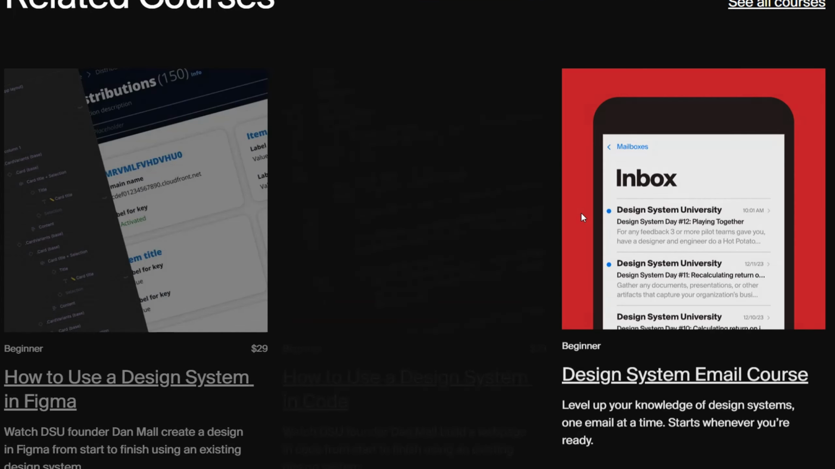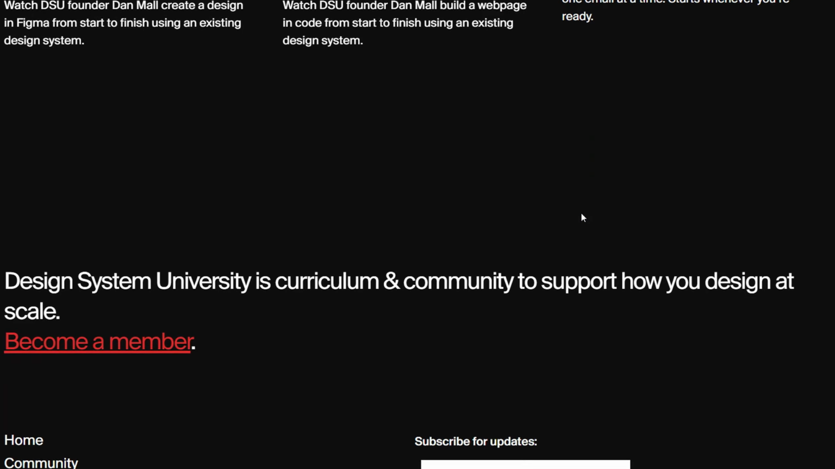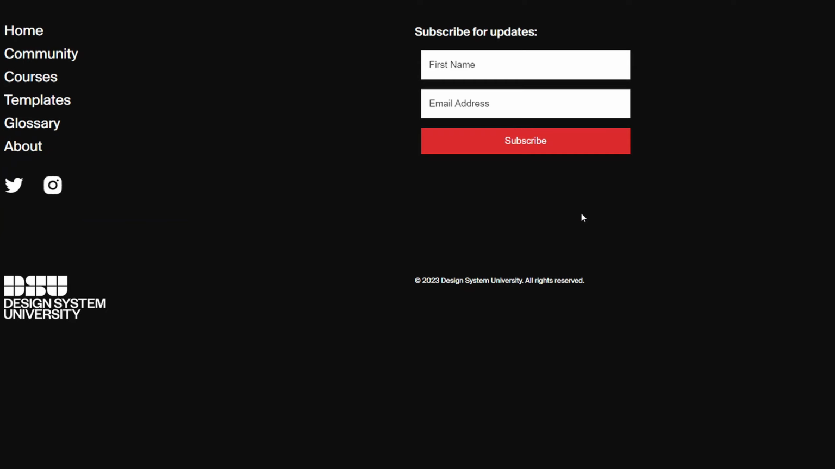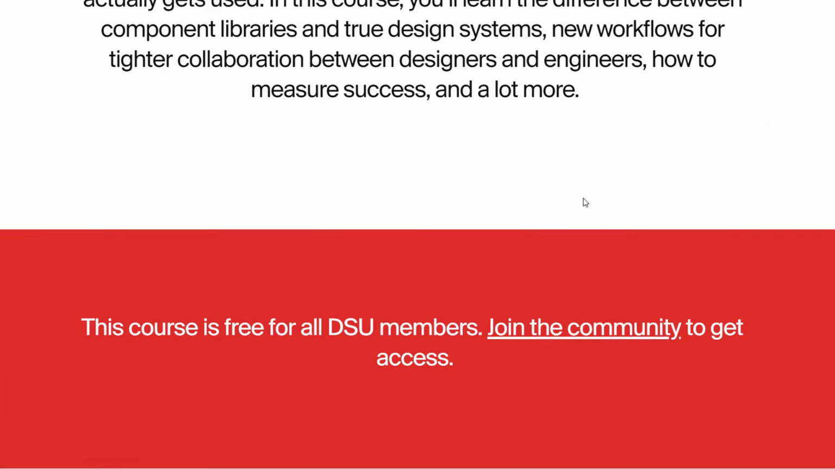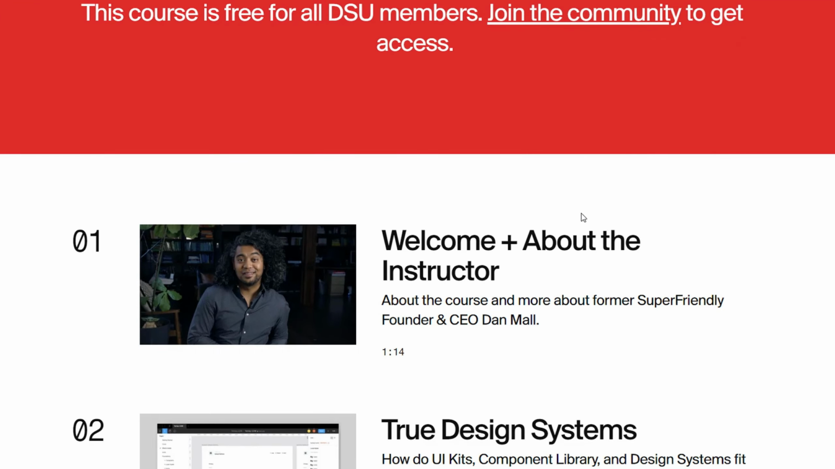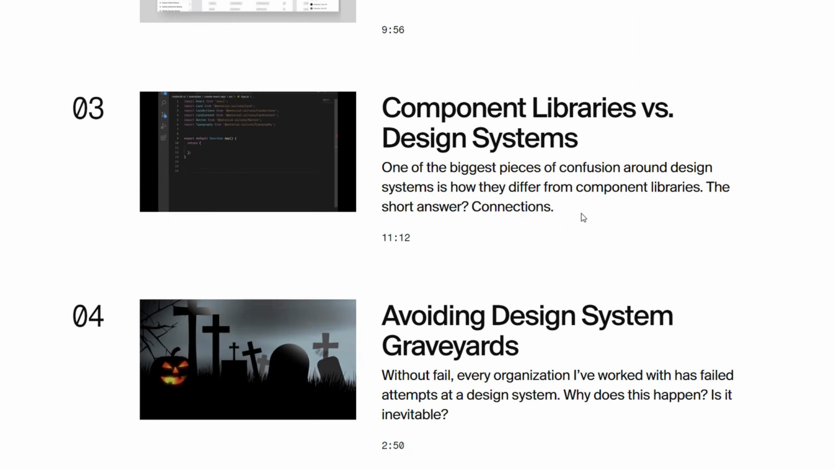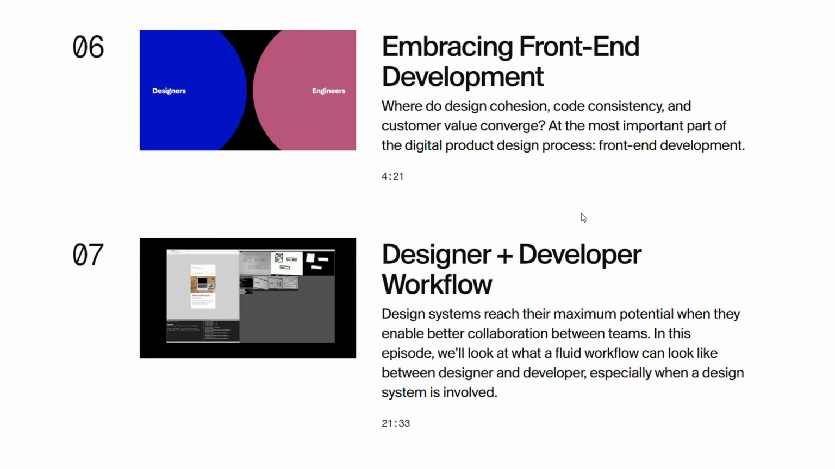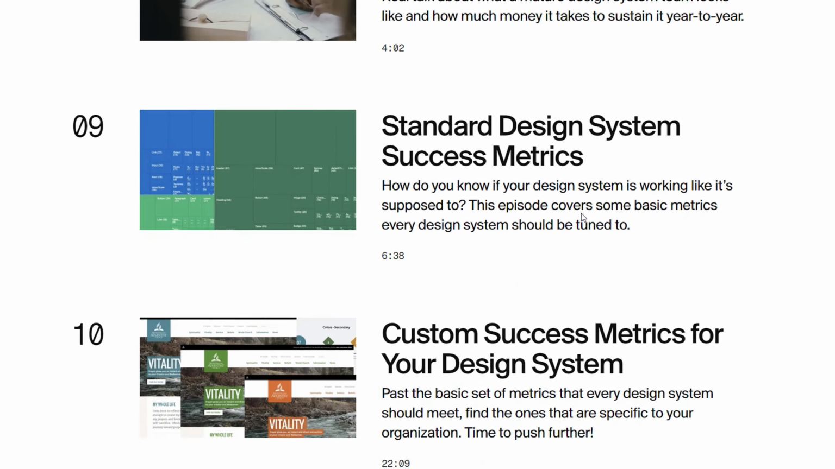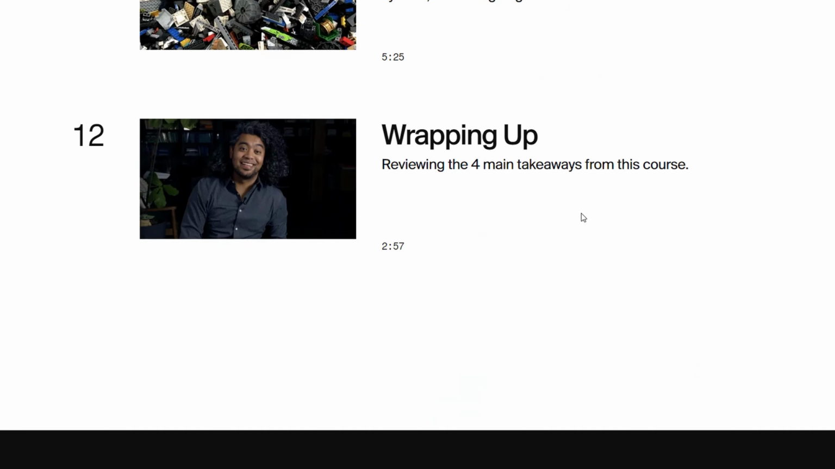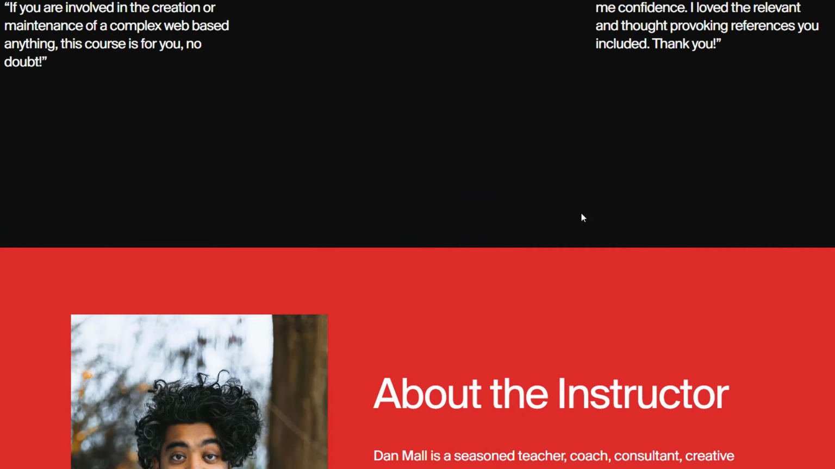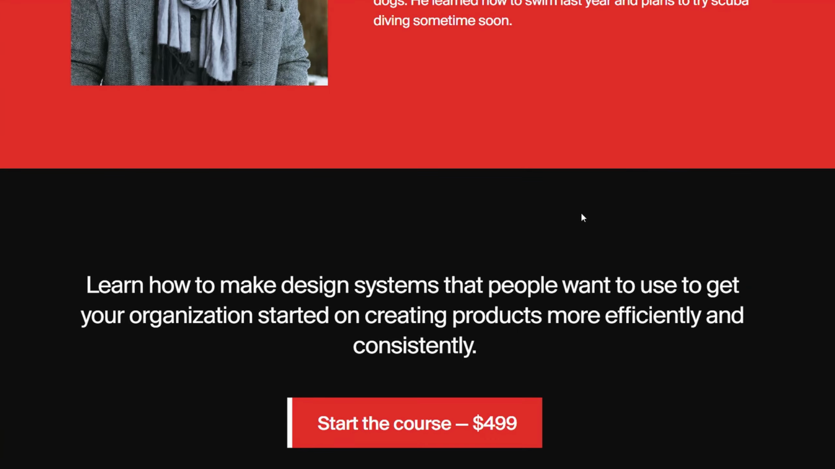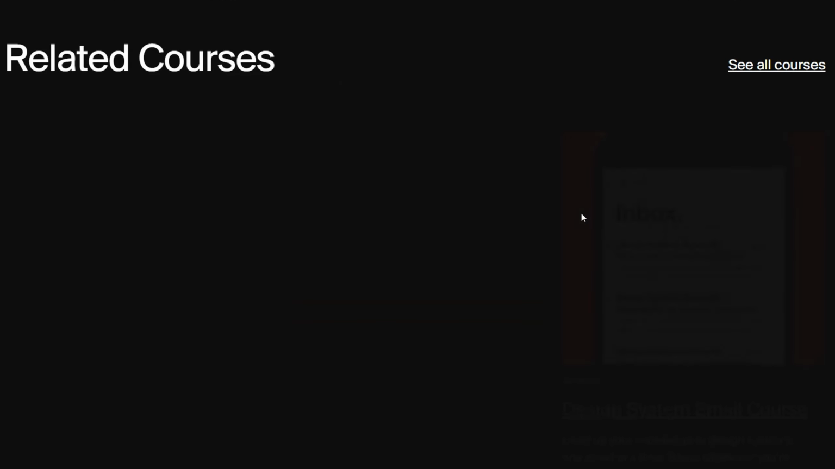teams could use. You sent it around to a few other teams to try out. And then, crickets. No reply. No one used it. Wait, you did get one reply, but they said they needed a few other things that weren't in your library. If you build it, they will come doesn't work here. It takes a specific process and mindset to make a design system that actually gets used.